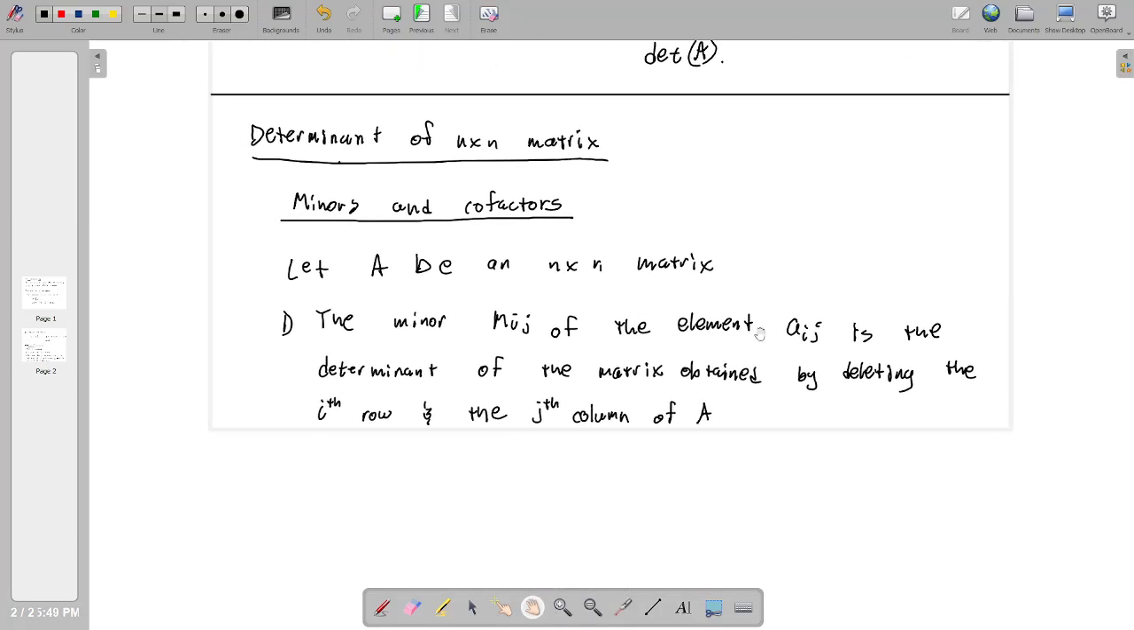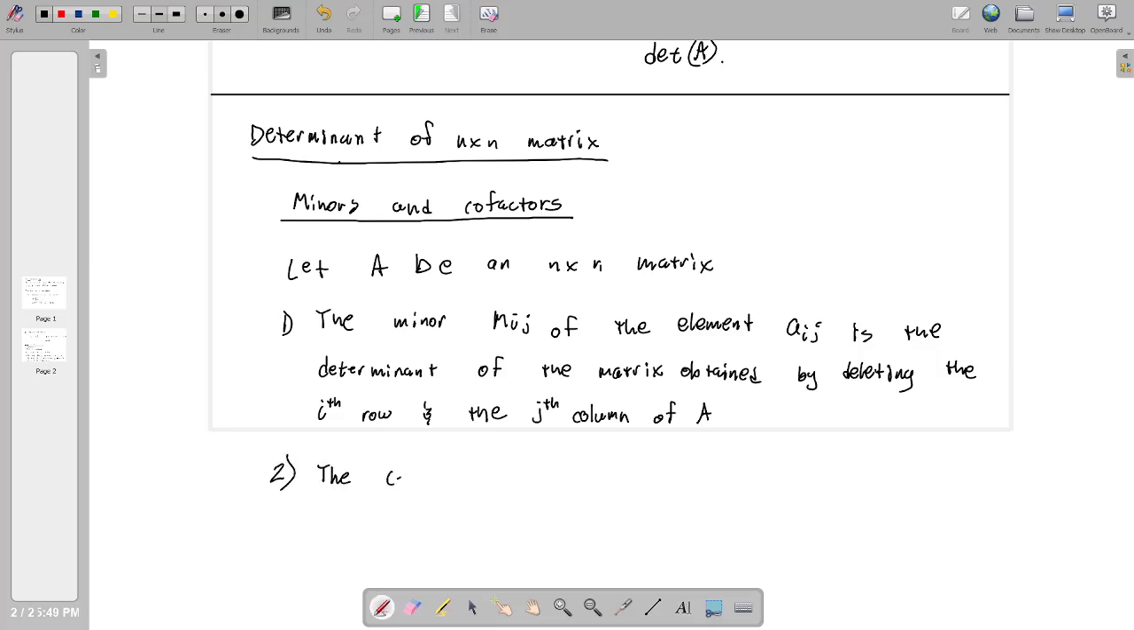So if we continue in the fashion of deleting an ith row and jth column, and you'll see how that works as we get into some of the examples, then eventually we'll get to a 2x2, which we know how to take the determinant of, and then we can just move on from there.